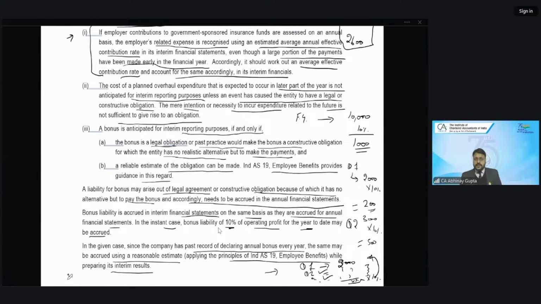So back to your answer. You said that bonus expense will be recorded only at the year end, which is not correct. Clear? So bonus expense will also be recorded in the interim financial period.